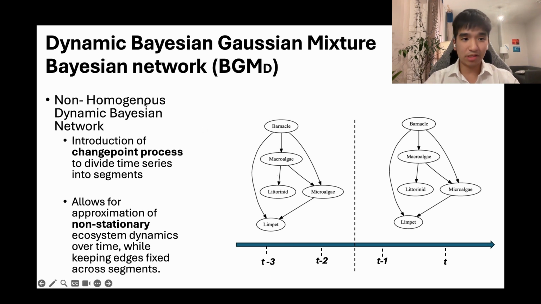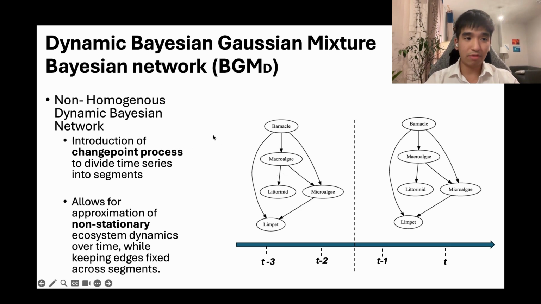And what it's doing is introducing a change point process to divide the time series into segments, which may be more than one segment. This allows for approximation of non-stationary ecosystem dynamics over time, while keeping edges fixed across segments. So in this example, imagine we have 4 time points.